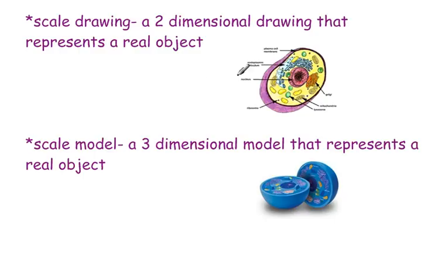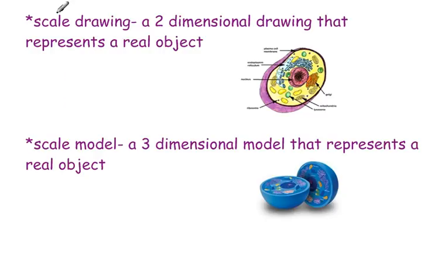But in your science textbook, you will see lots of drawings that look like this, and actually you will be creating three-dimensional models of cells using food that would look like this. So we use scale drawings and scale models when objects are either too big or too small to be seen easily.